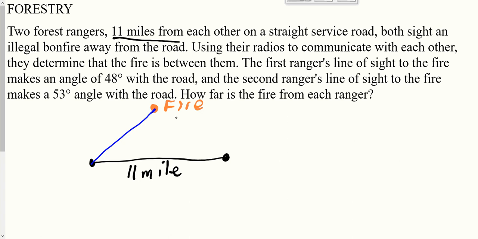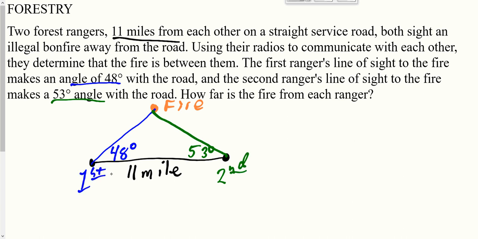We know that the one angle from the ranger station to the fire is 48 degrees. We know the other angle from the other ranger station to the fire is 53 degrees. So this is our second ranger station, and over here would be our first ranger station. Now we're trying to figure out how far apart the fire is from each ranger station. So basically, we're trying to figure out the blue, and we're trying to figure out the green.